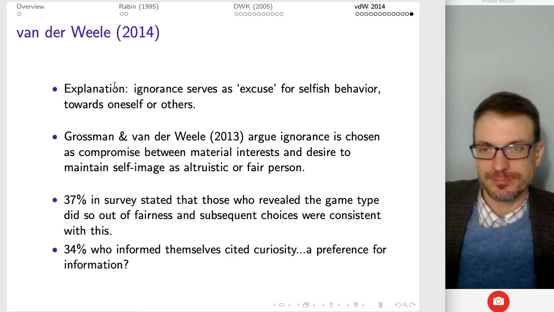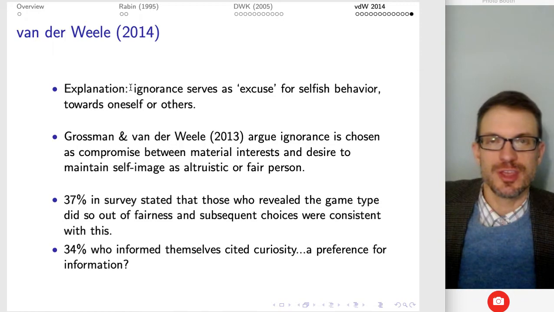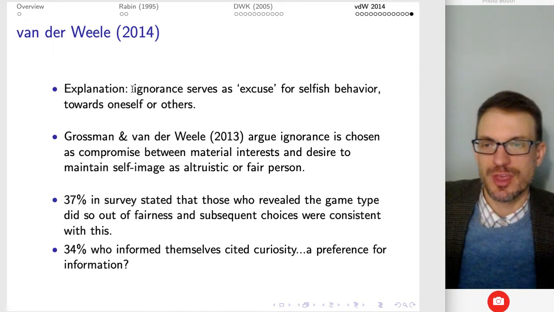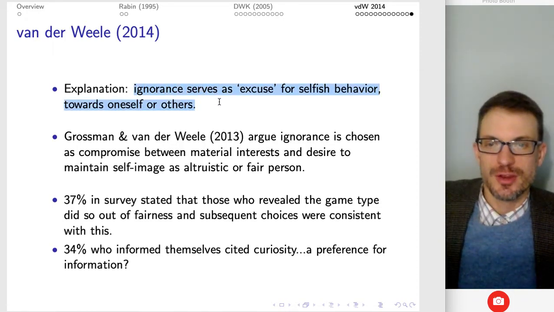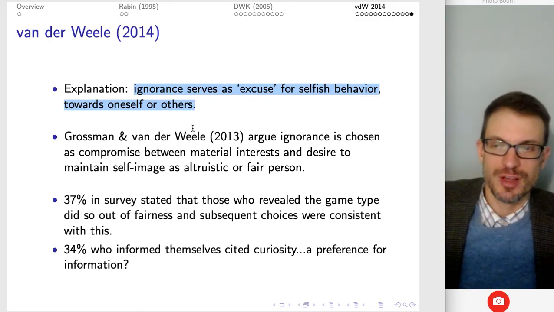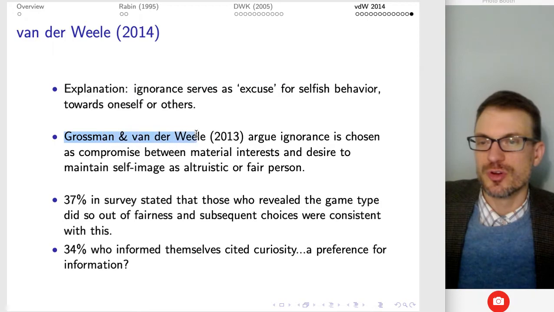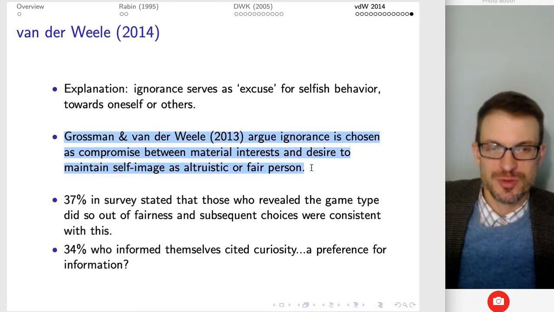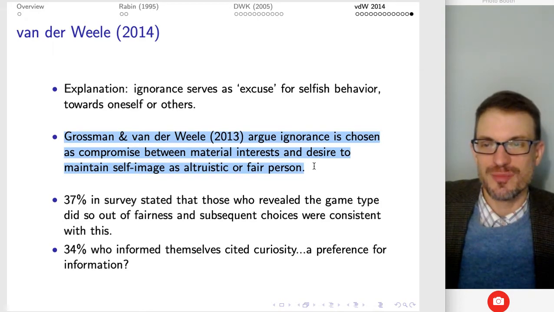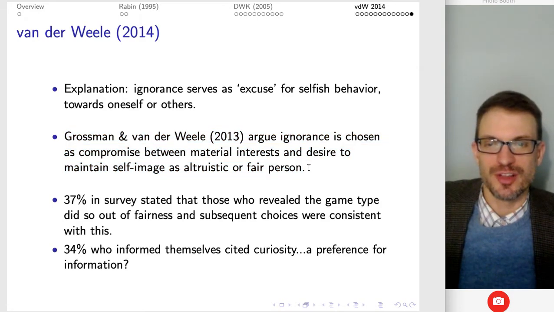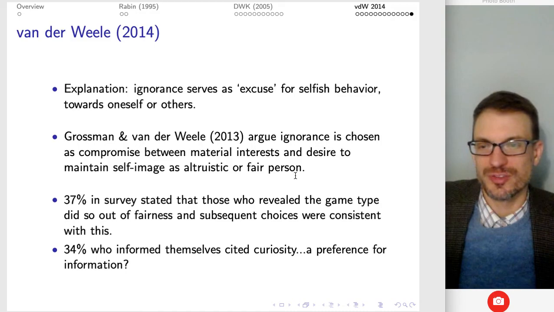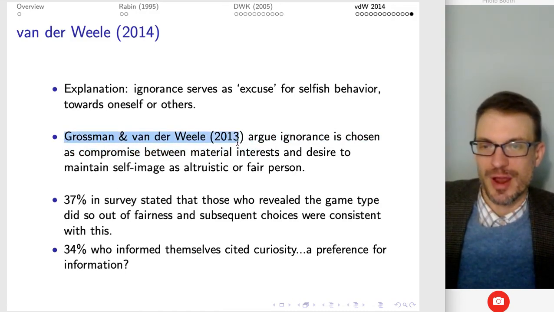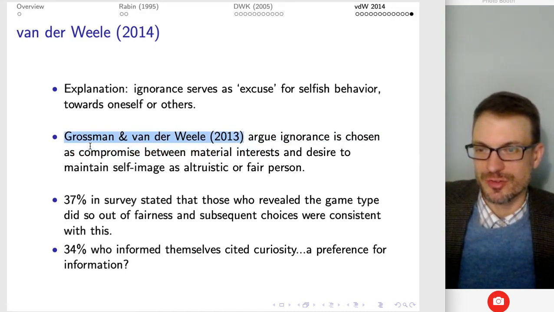All right, so reflecting on what they found in the paper, it looks like ignorance is serving as an excuse for selfish behavior, either towards oneself or others. There's another paper. Grossman and Vanderweel argue ignorance is chosen as a compromise between material interest and a desire to maintain a self-image as an altruistic or fair person. I actually saw this one presented by Grossman when I was at Arizona.